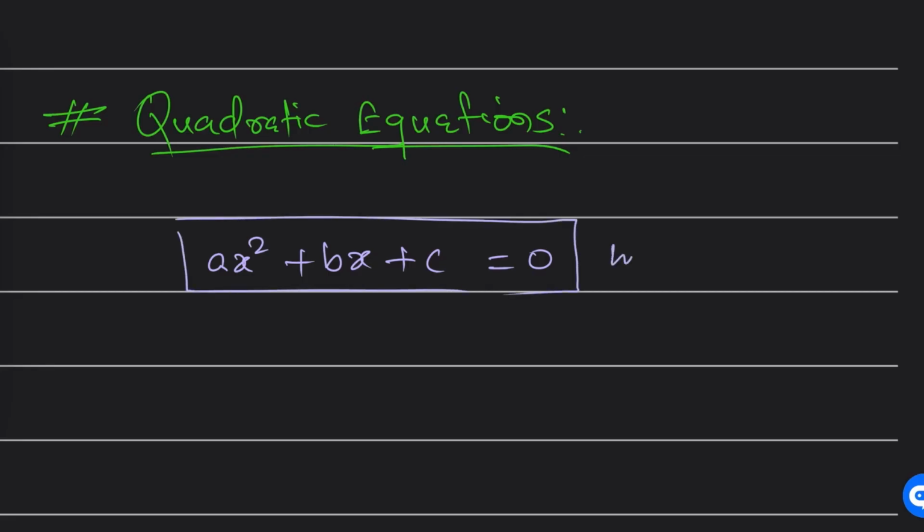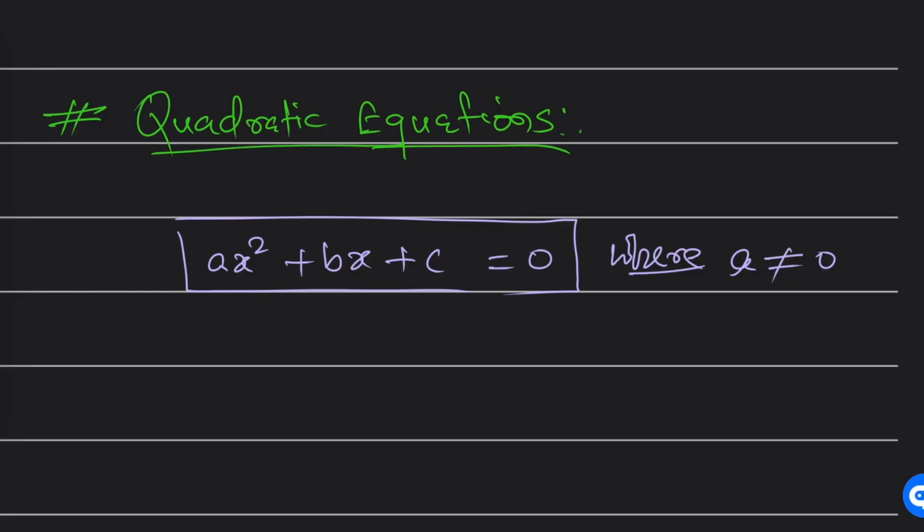One thing you should keep in mind is that a must not be 0. Why should it not be 0? Because if a is 0, x square into 0 is 0, so the equation will convert into bx plus c, which is a linear equation. The maximum power of x is 1, then it becomes a linear equation.